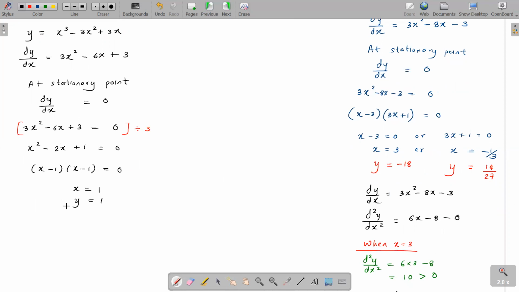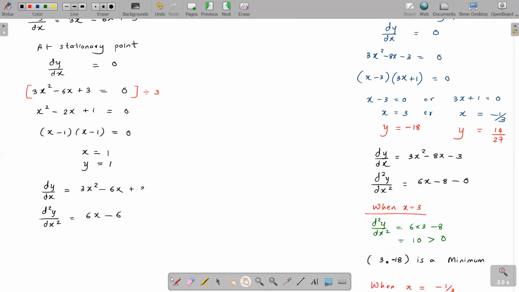Now we need to check whether the stationary point is a local minimum, maximum, or a point of inflection. So what do we do? We take the first derivative dy by dx and we differentiate it again, right? Are you with me? We differentiate it again. So what do we get here? The second derivative d square y by dx square is 6x minus 6.